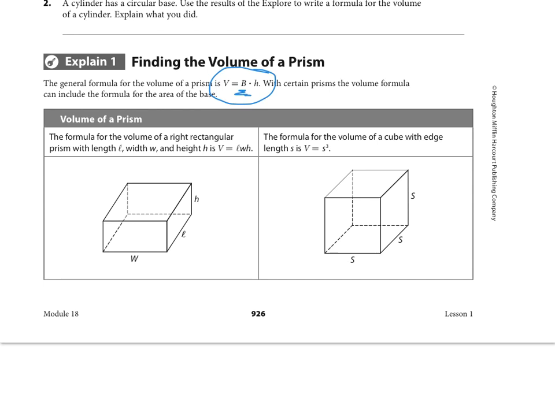For a prism here, first for explain 1, we're going to take the area of the base times the height, and it could be that that's a cube, it could be that that's a prism, which is just kind of like a box shape. Basically, we have a couple of different ways of looking at that. We have volume is length times width times height if we have a prism, and volume is s cubed if we have a cube, because the length, the width, and the height are the same.